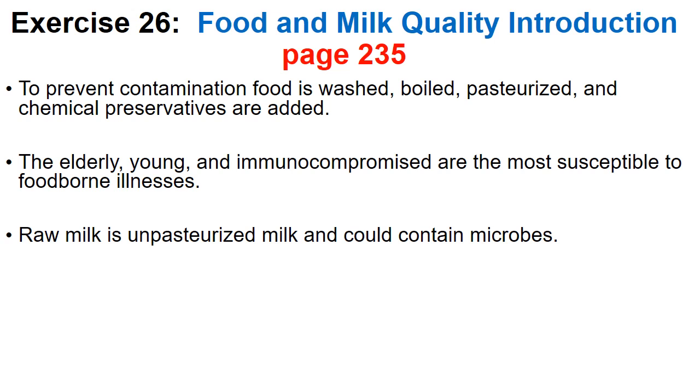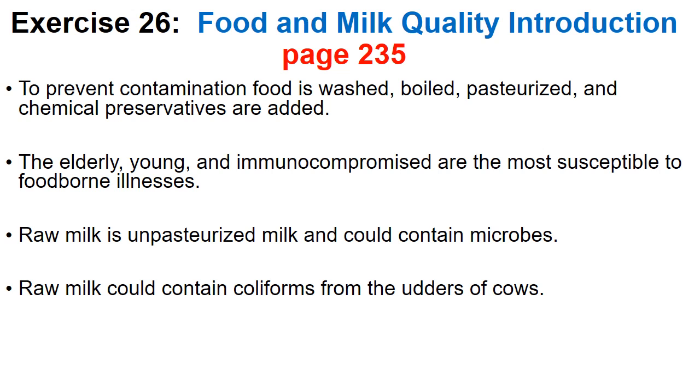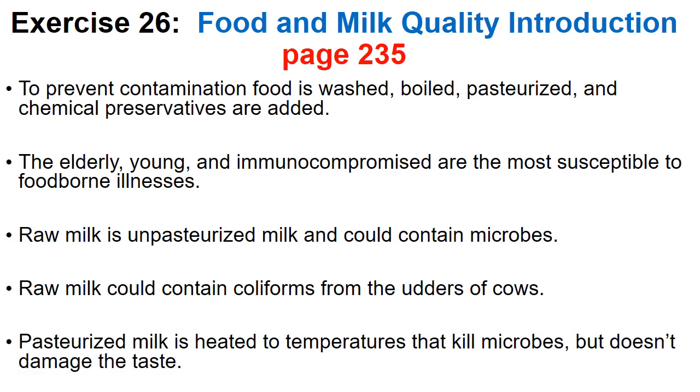Raw milk is unpasteurized milk and could contain microbes. Raw milk could contain coliforms from the udders of cows. Again, the feces of cows is near the udder, and those feces could contain coliforms. So to prevent getting sick from raw milk, we pasteurize milk. Pasteurized milk is heated to temperatures that kill microbes but doesn't damage the taste.